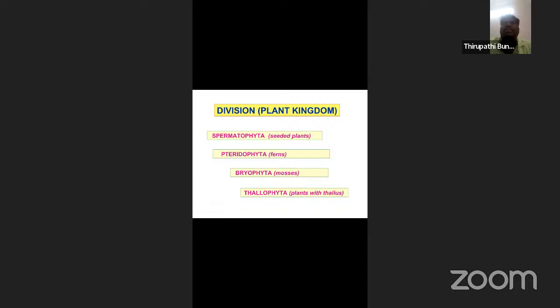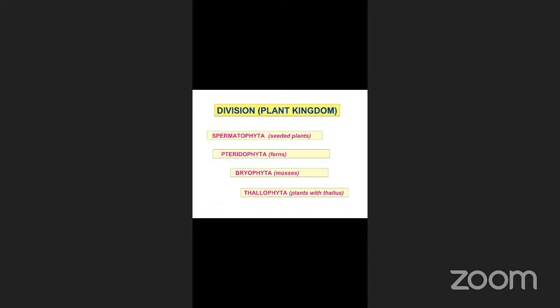Next, Spermatophyta are seeded plants, again divided into angiosperms and gymnosperms. Okay, angiosperms, gymnosperms.